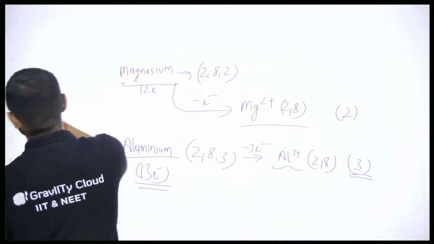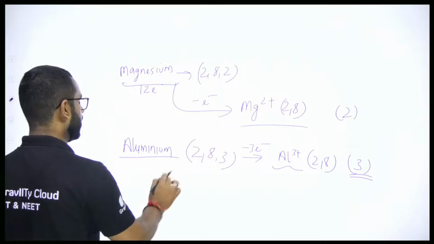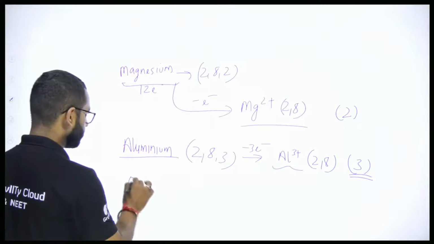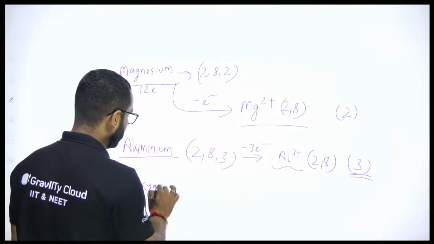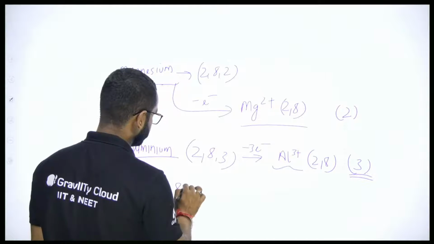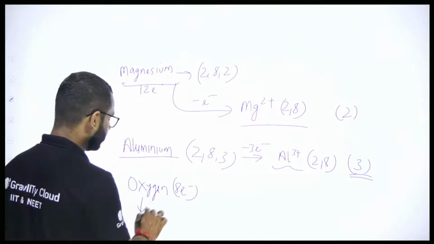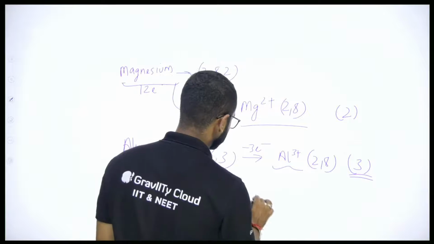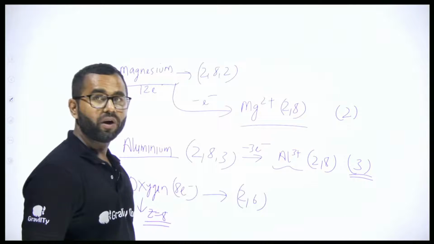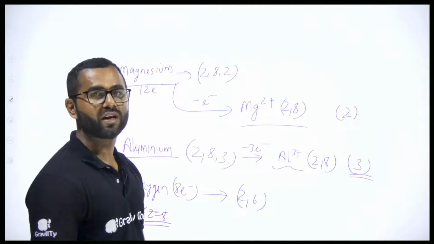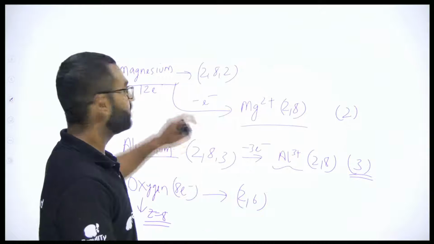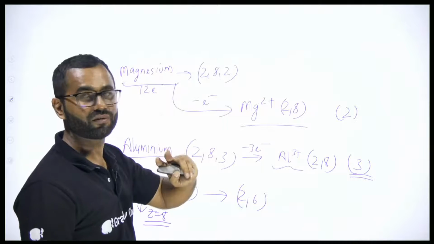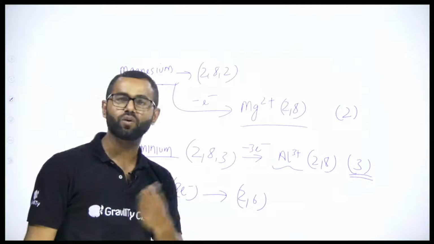Similarly, now we say oxygen. Now oxygen has 8 electrons, right? Oxygen atomic number Z is equal to 8. So 8 electrons. It is written as 2,6, right? Now the point is, it's easy for oxygen to gain 2 electrons. Just like it is easy for magnesium to lose 2 electrons, it is easy for oxygen to gain 2 electrons.